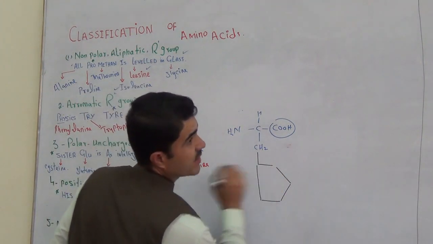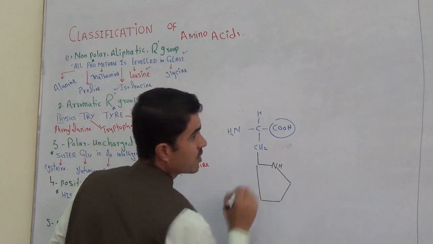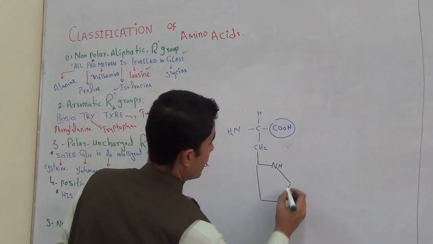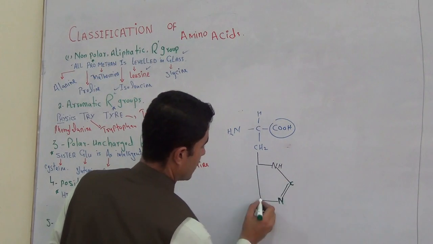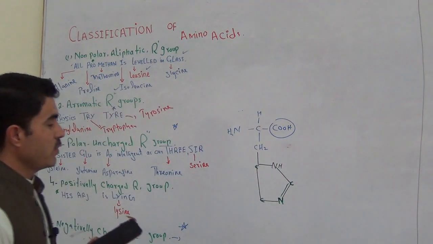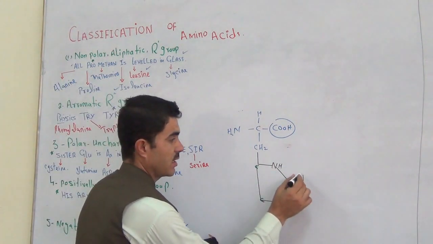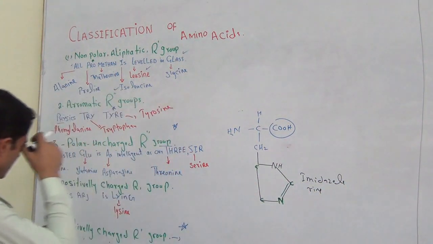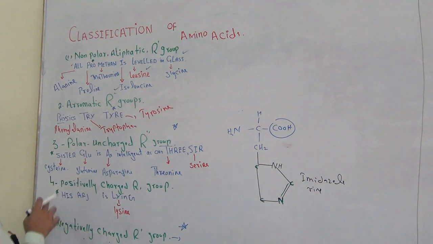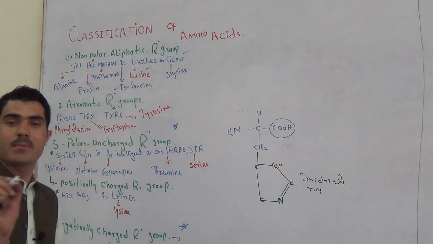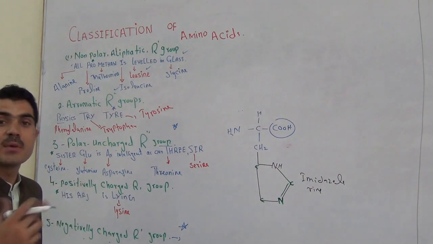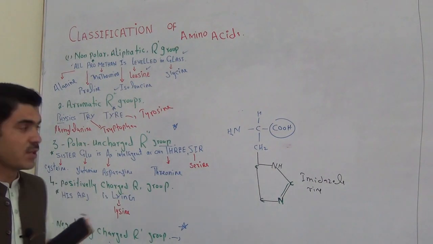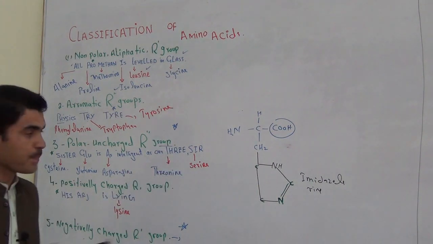Here we will provide an NH, and here is another nitrogen and a double bond here. Of course, this corner shows carbon and carbon. If you attach this ring, called the imidazole ring, then that amino acid will be called histidine. And there is a star point on histidine. Histidine is the only amino acid which contains an ionizable side chain, meaning that its side chain can be ionized with full positive and full negative charge. So we say this is the only amino acid with an ionizable side chain.